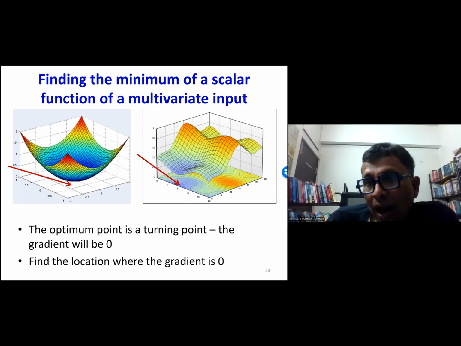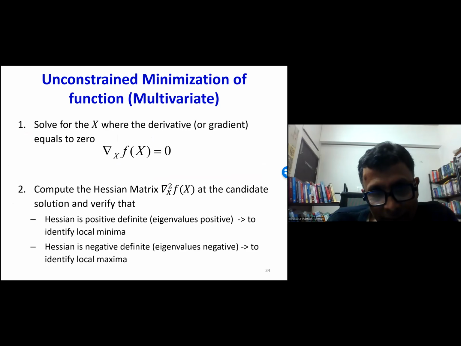Anybody? One positive and one negative, right? Because as you go in this direction, you're hitting a maximum, but if you go in this way, you're hitting a minimum. So the 2 eigenvalues are going to be opposite signs. If you have a pure minimum, what will the eigenvalues of the Hessian be like at that point? They will all be positive, right?